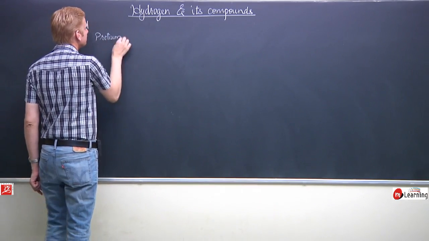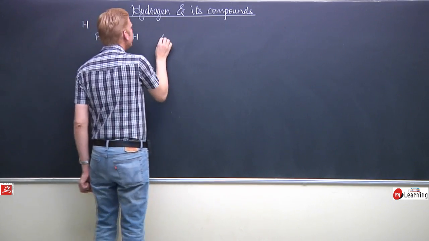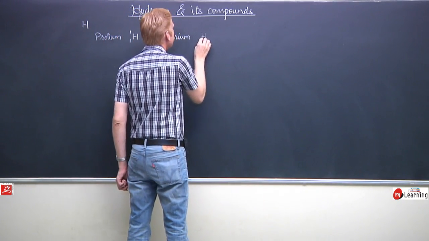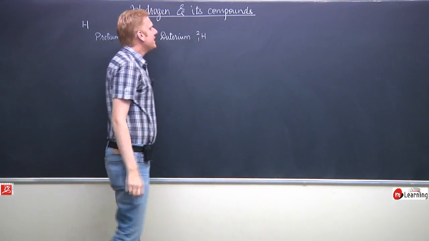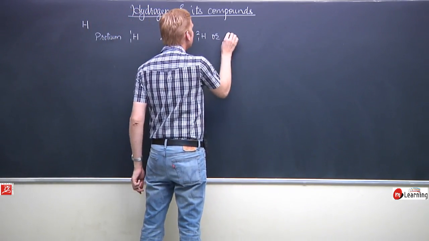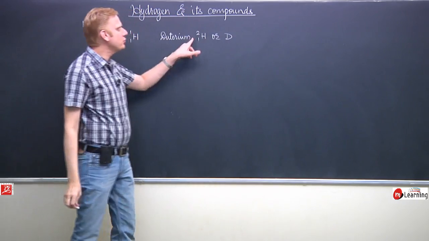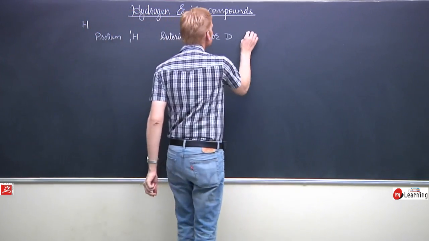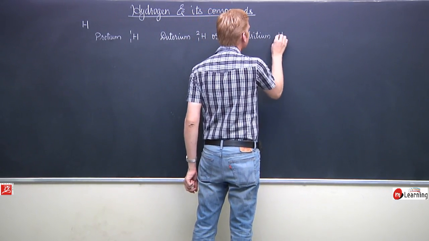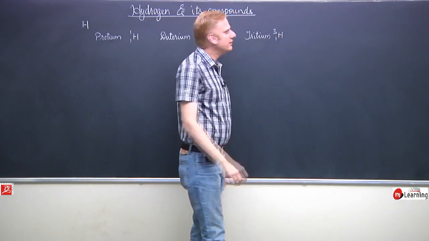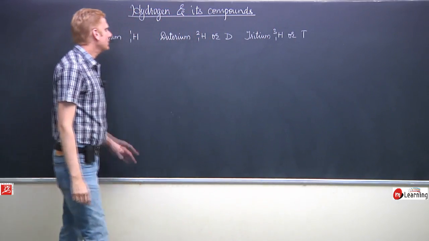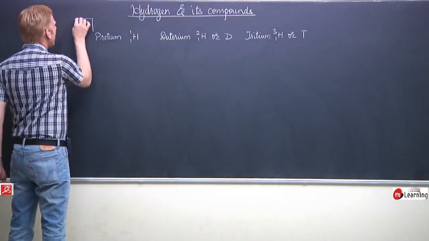It is protium, deuterium. Deuterium is actually the isotope of hydrogen with mass 2 and it is denoted as either 1H2 or simply D. Tritium is another isotope. Actually it is a radioactive isotope of hydrogen. Its mass number is 3. It is also denoted as T. So these are the 3 isotopes of hydrogen.